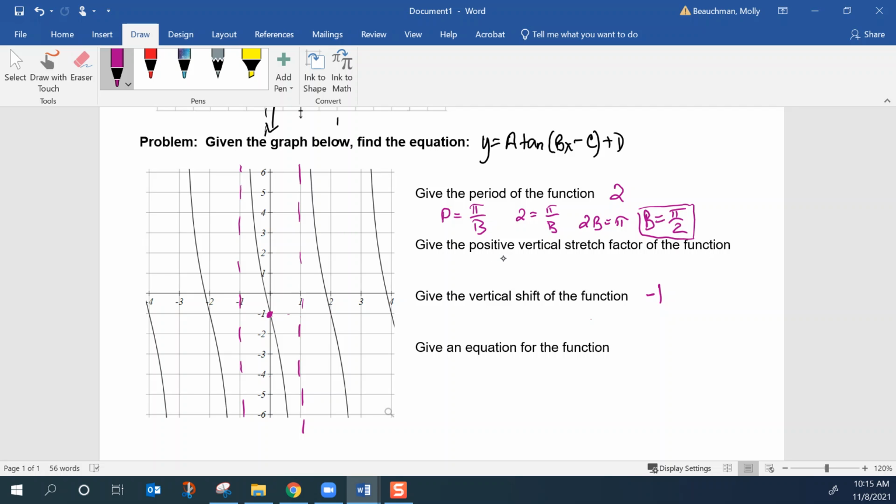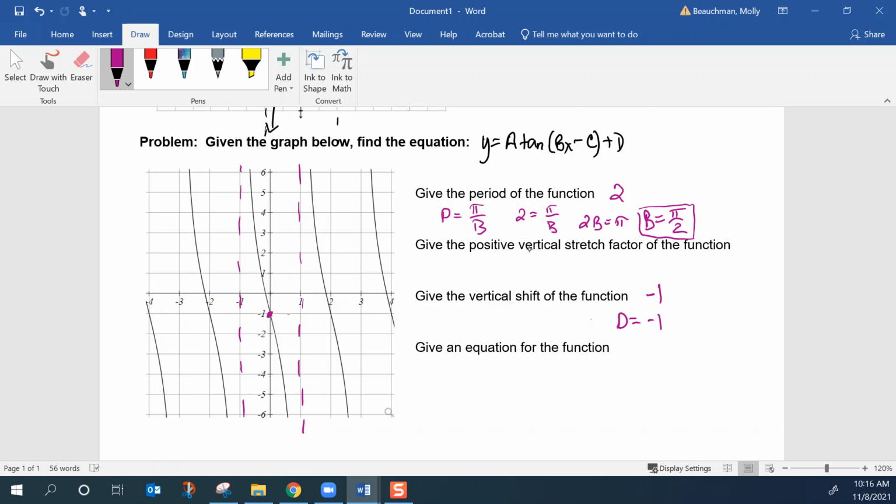Then for the positive vertical stretch factor, I'm going to start with the vertical shift first. This tangent function originally goes through 0, 0. Now it goes through 0, negative 1. So the vertical shift of this function is negative 1. So that means when we get to the equation, d is equal to negative 1.